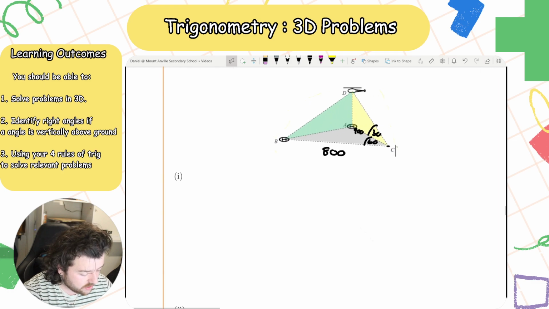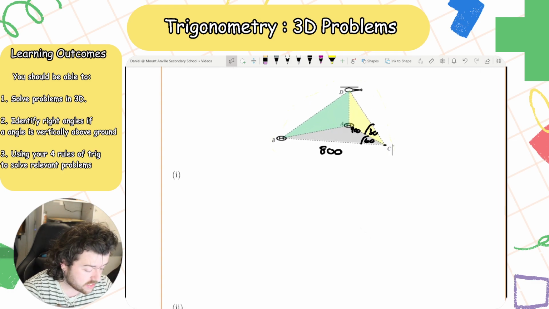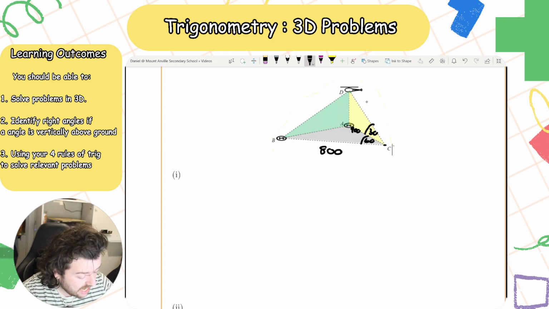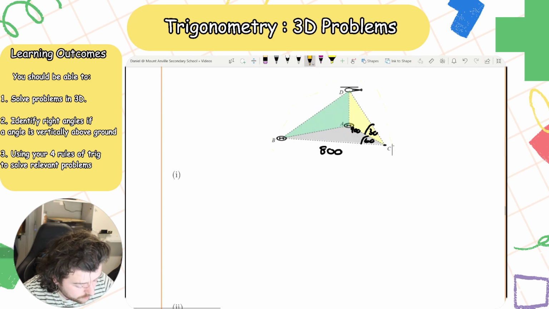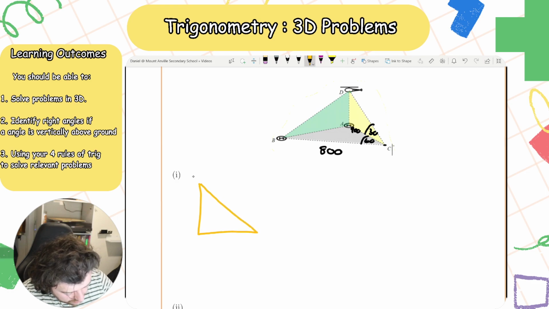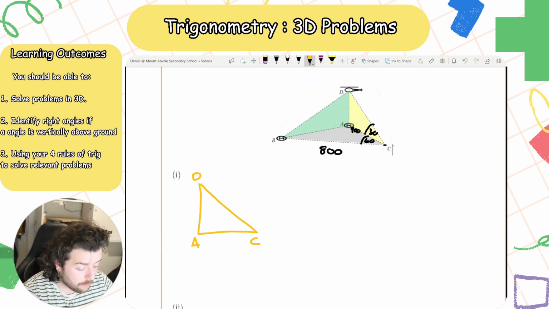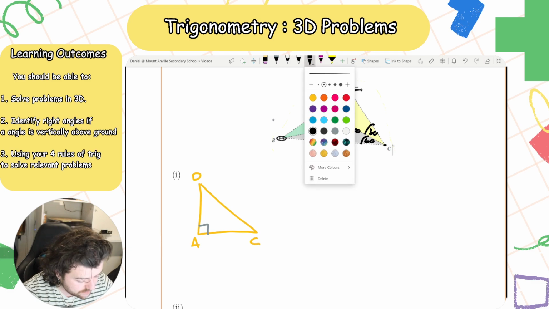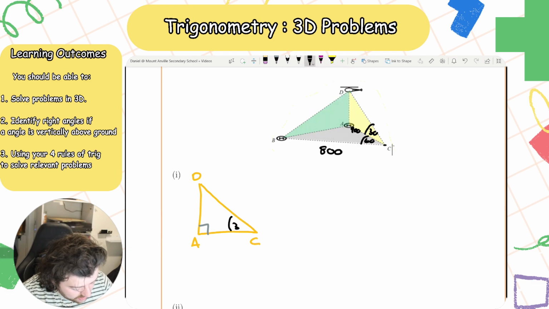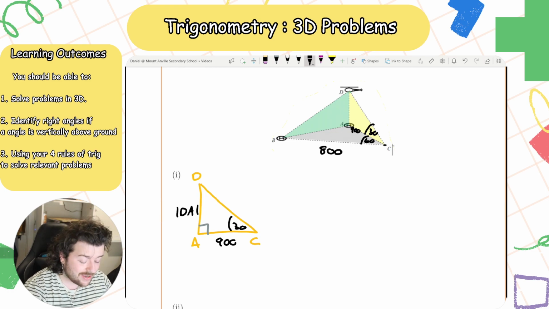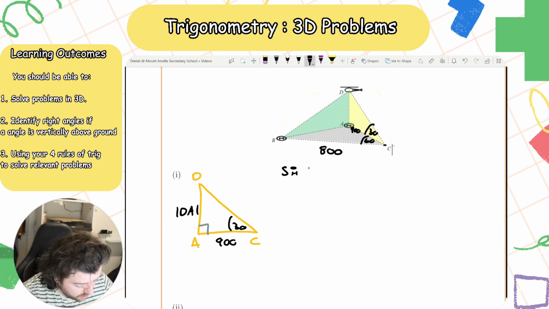You see here I split into 3 colours because I'm going to be breaking this up into 3 triangles. The first triangle is this yellow one: that's D, that's A, that's C. The helicopter is vertically above point A, so I can say it's at 90 degrees. Then this angle here is 30, and this is 900. I'm looking for DA. Do I have enough information to do that? Yes, I do, because I'm dealing with right angle triangles. Remember SOHCAHTOA: sine is opposite over hypotenuse.